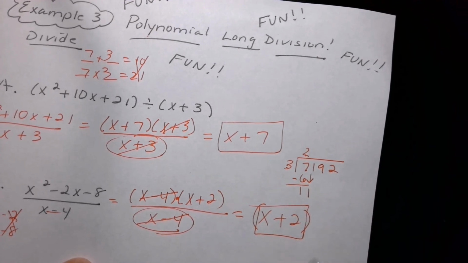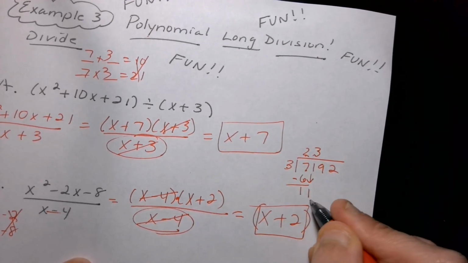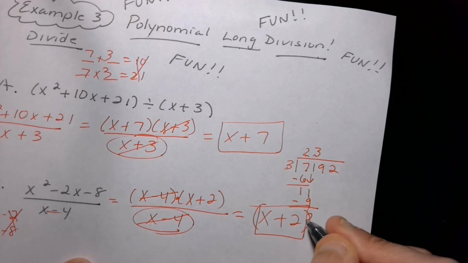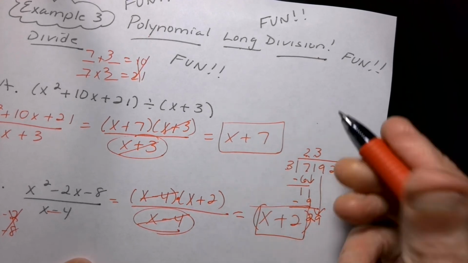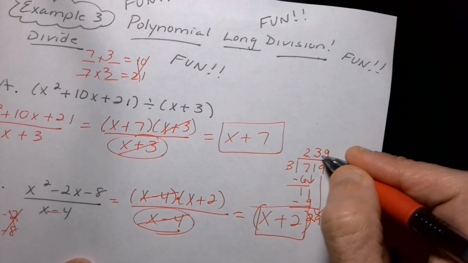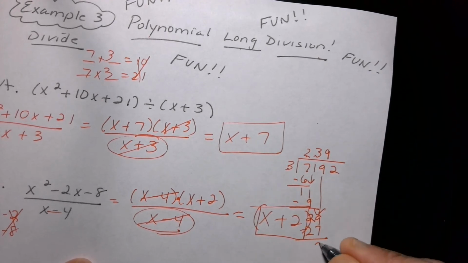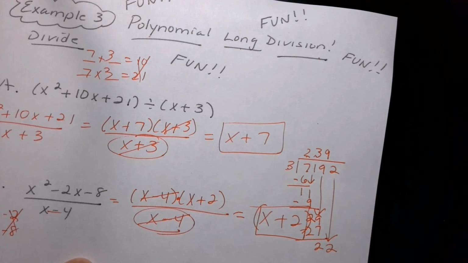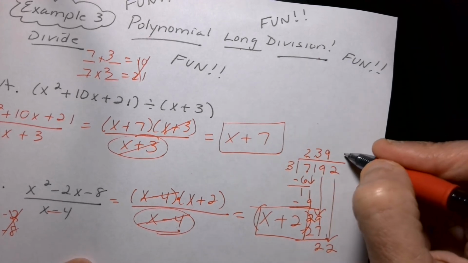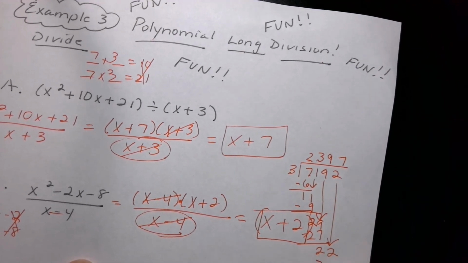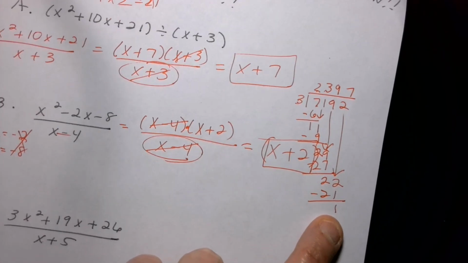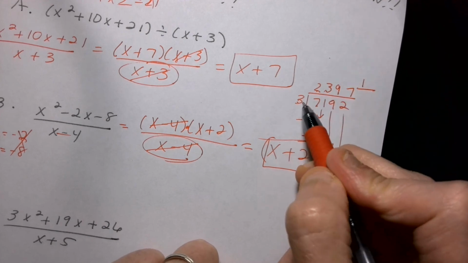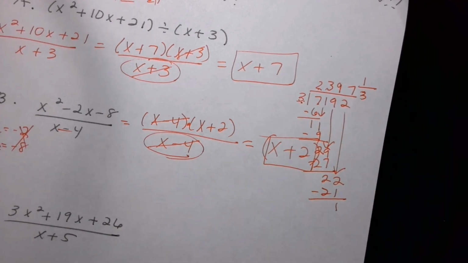3 goes into 11. How many times? 3. 3 times 3 is 9. You'd subtract it. Bring it down. 29. 3 goes into 29. How many times? 9 times 3 is 27. Subtract it. 3 goes into 22. How many times? Subtract, and I'm left with a remainder of 1. And remember, we can take that remainder of 1 and put it over what's outside. So there's a great refresher on long division.